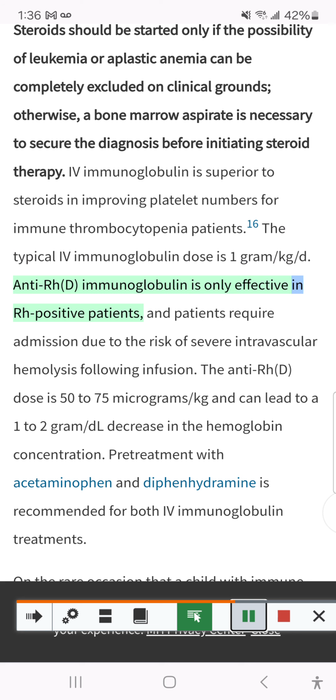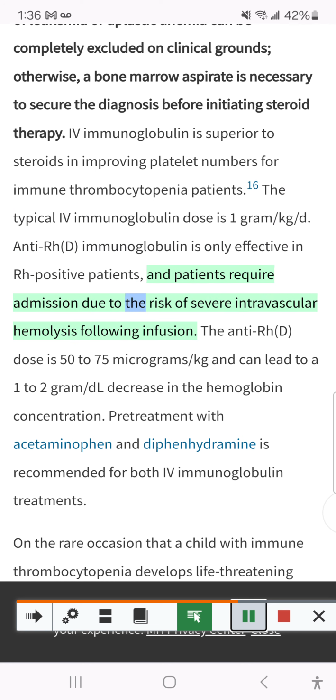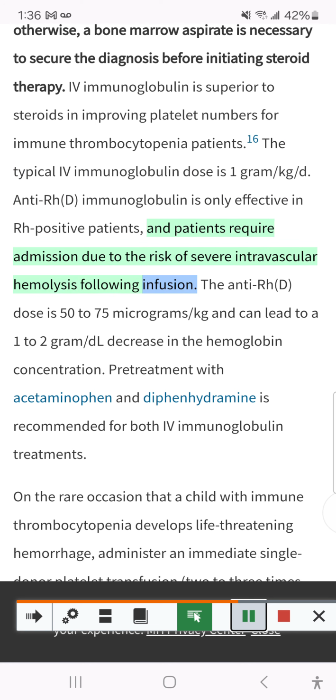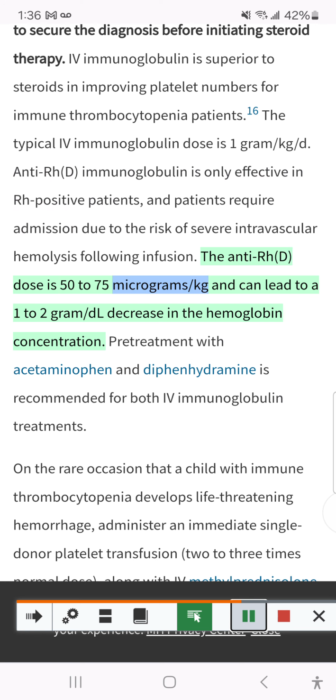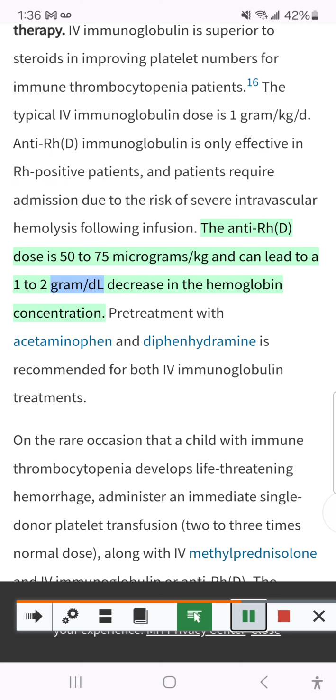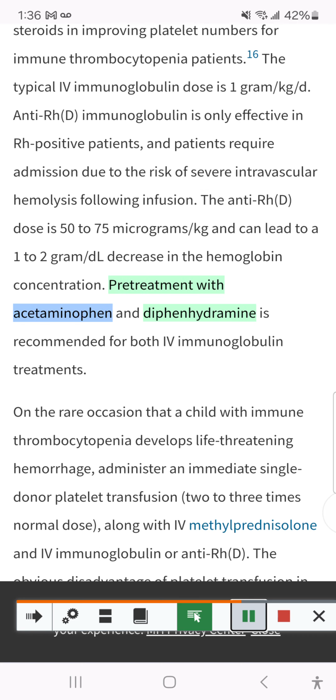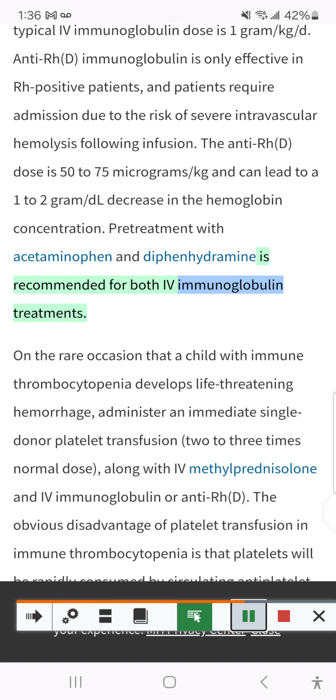Anti-Rh-D immunoglobulin is only effective in Rh-positive patients, and patients require admission due to the risk of severe intravascular hemolysis following infusion. The anti-Rh-D dose is 50 to 75 micrograms per kilogram and can lead to a 1 to 2 gram per deciliter decrease in the hemoglobin concentration. Pretreatment with acetaminophen and diphenhydramine is recommended for both IV immunoglobulin treatments.